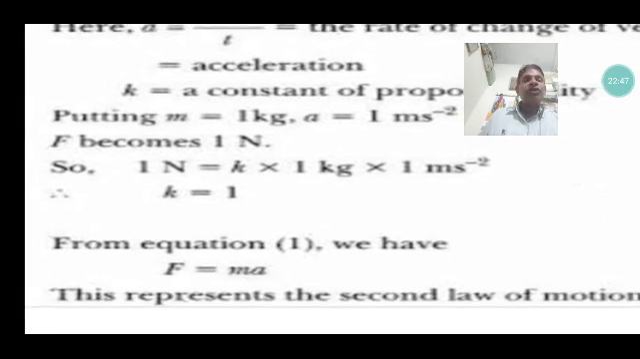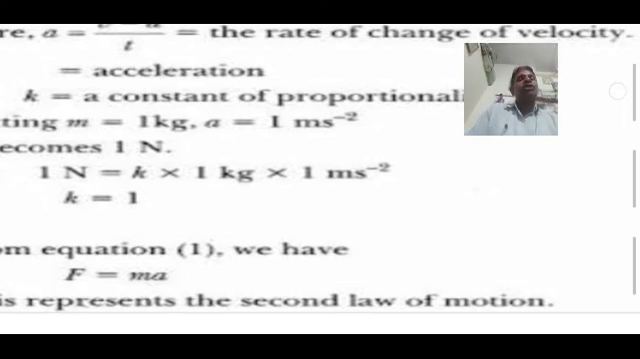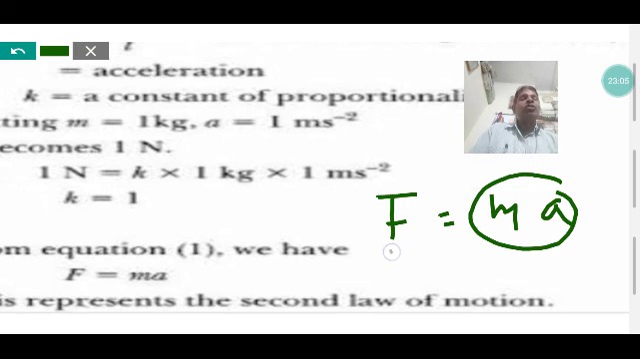From the equation, we get F is equal to ma. This represents the second law of motion. We can see that the applied force is equal to ma, where m is the mass of a body and a is the acceleration produced when force is applied on a body. Force is directly proportional to its mass, and acceleration is directly proportional to the force. Force is the product of mass and acceleration.